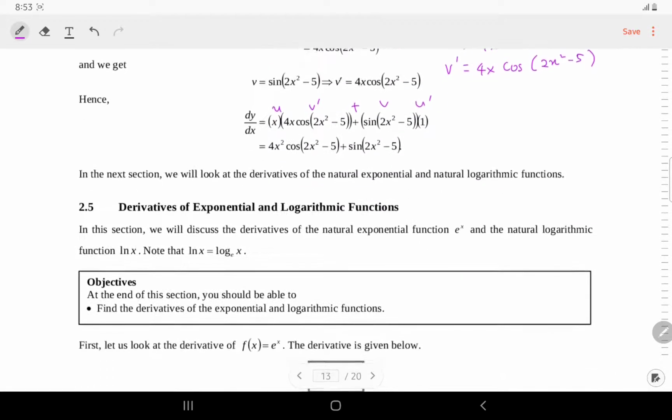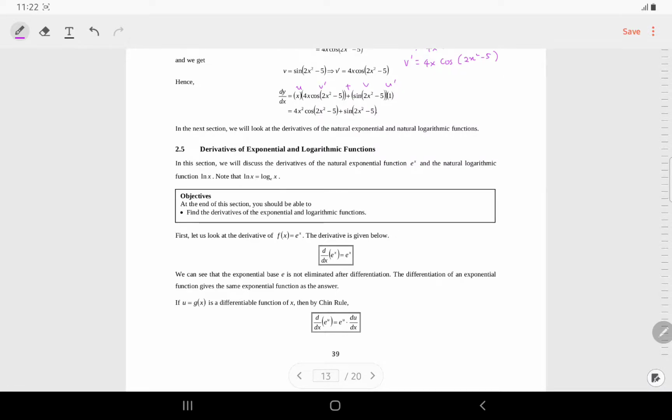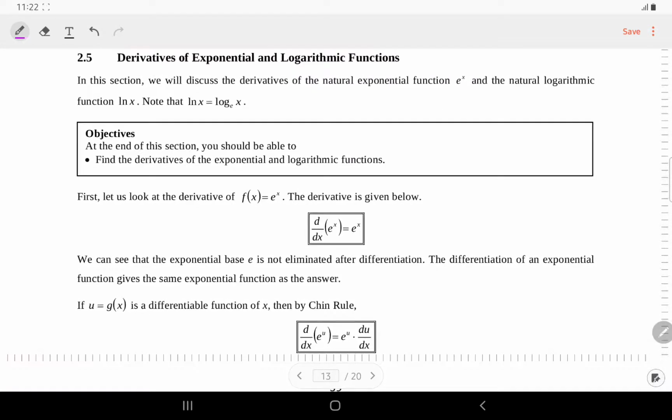Okay, next one is derivative of exponent and log function. Now we proceed on how to differentiate exponent and log function. Okay, here we have some formulas, which is for differentiation of exponential function.